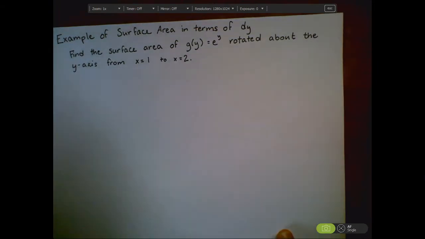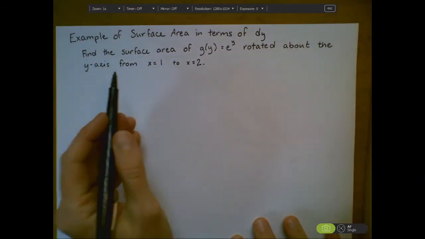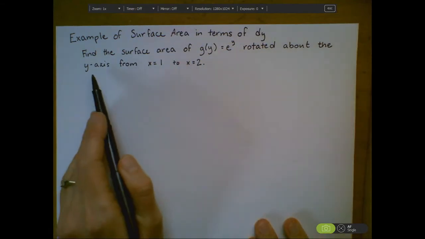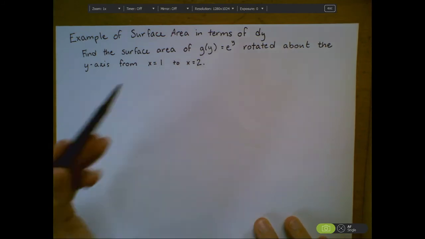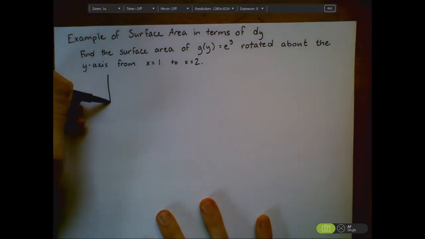So finally, let's look at an example. We're going to find the surface area of g of y equals e to the y rotated about the y-axis from x equals 1 to x equals 2. So let's draw a picture of what this looks like before we go too much further.